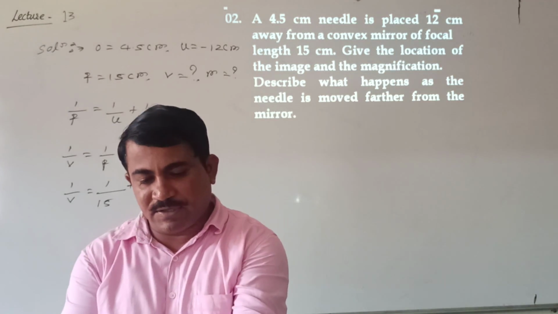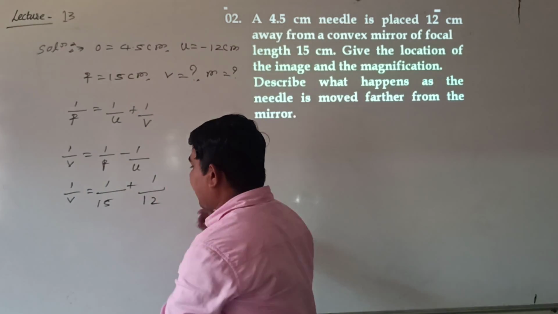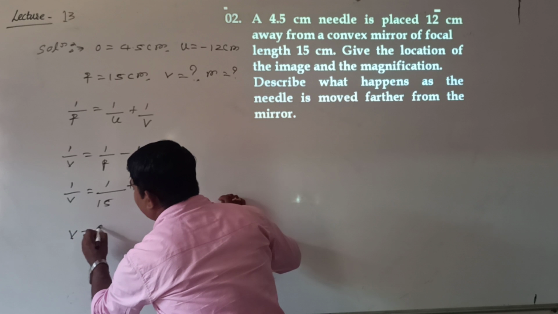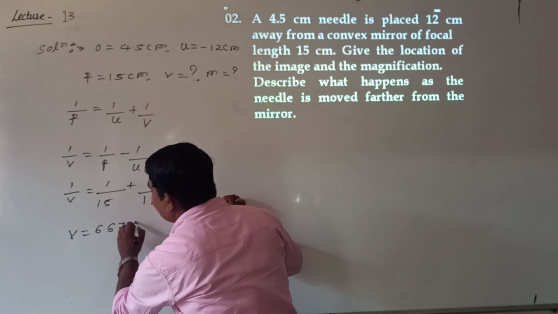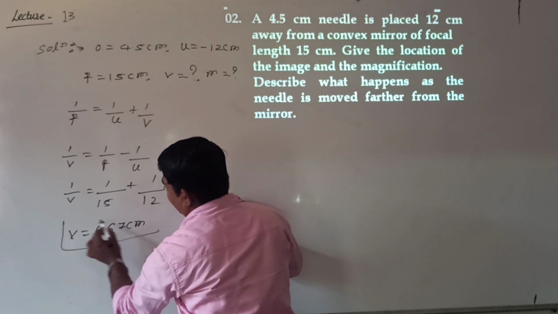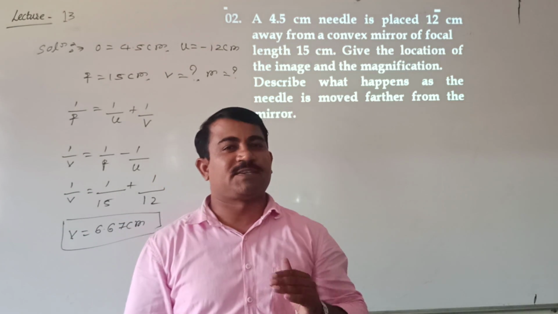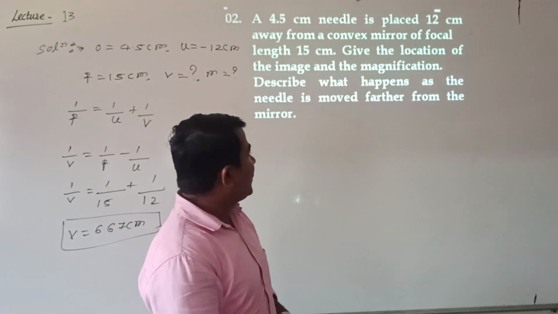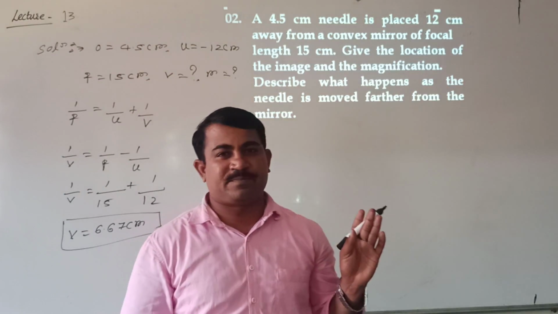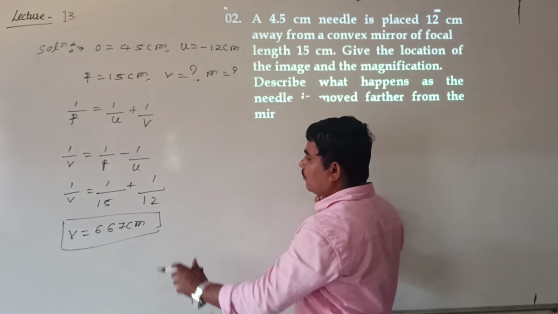Then what is the image distance? It is of the order of 6.67 centimeter. This is the image distance. Then what does he need again? He needs magnification. Again we will go for the magnification formula.